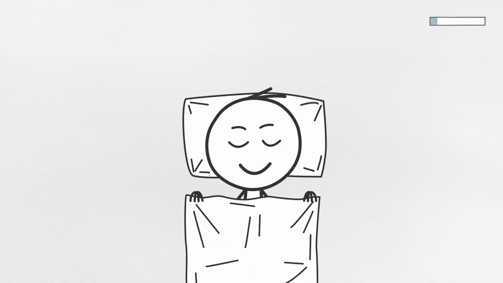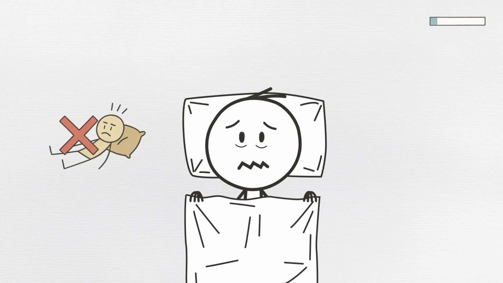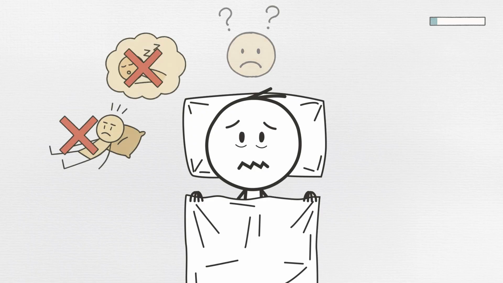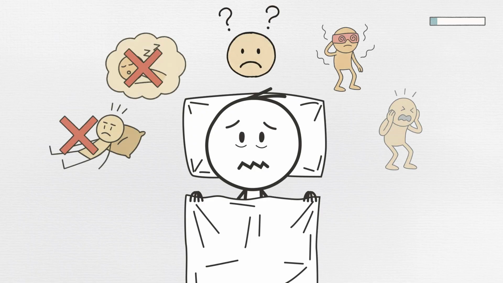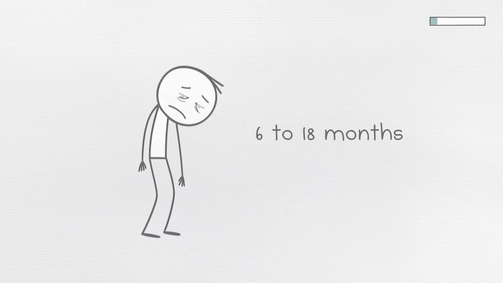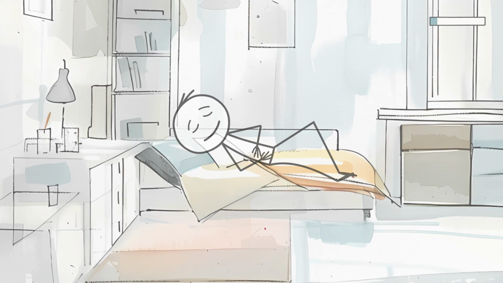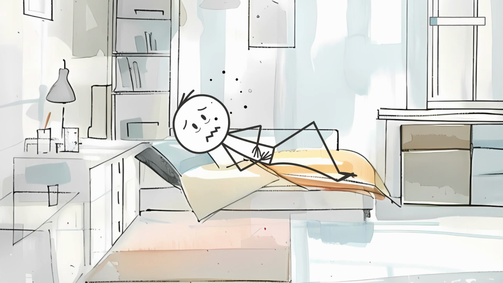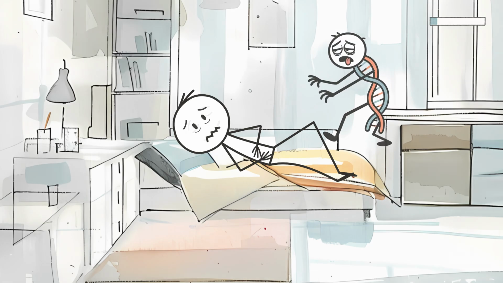At first, people just struggle to fall asleep, but then the insomnia becomes total. No rest and no dreams. Just confusion, hallucinations, panic attacks, and eventually, organ failure. Once symptoms begin, most people don't survive longer than 6 to 18 months. So next time you complain about one bad night's sleep, maybe count yourself lucky. Your genes aren't out to get you.